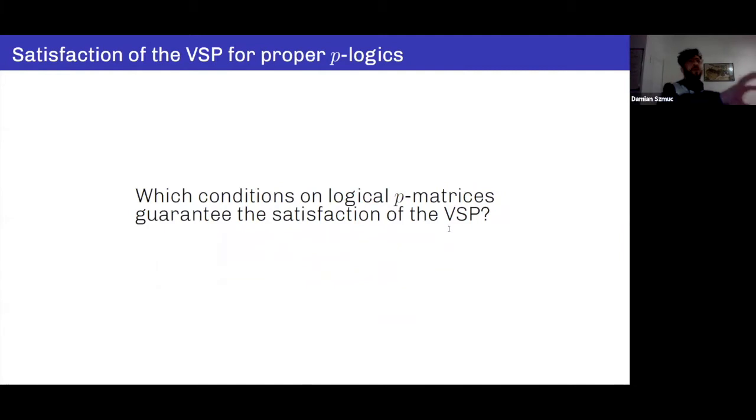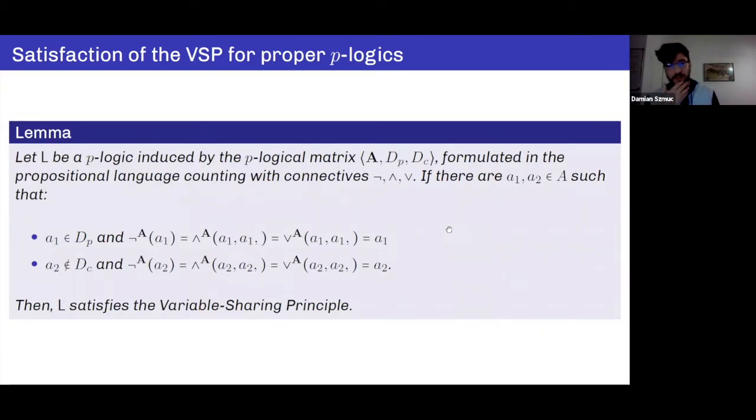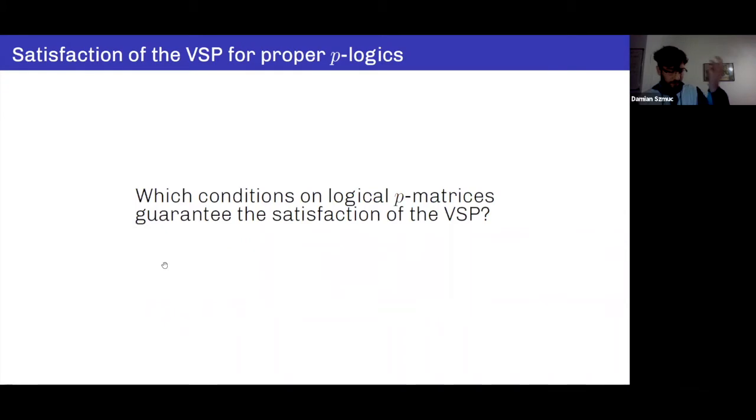So the question is, how can we generalize this in order to also impose conditions for P-matrices to satisfy the variable sharing property, right? So basically what we need is a value which is designated for premises and is a fixed point for all operations. And we also need a value which is not designated for conclusions and also not designated for premises, which is also a fixed point of all operations. And if you have these, then your P-logic, that is, your non-transitive logic, satisfies the variable sharing property. So basically, two things. One truth value, which is designated for premises and conclusions, which is a fixed point for all operations. One truth value, which is not designated for premises, not designated for conclusions, fixed point for all operations, okay? This is a sufficient condition for satisfaction of the VSP.